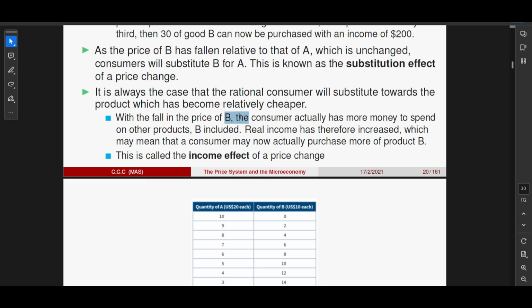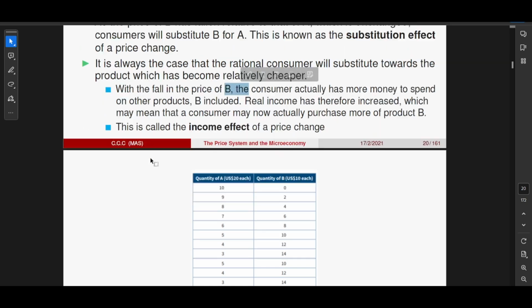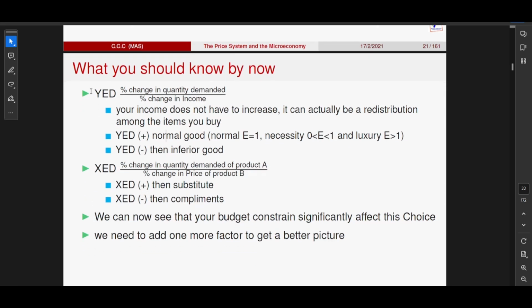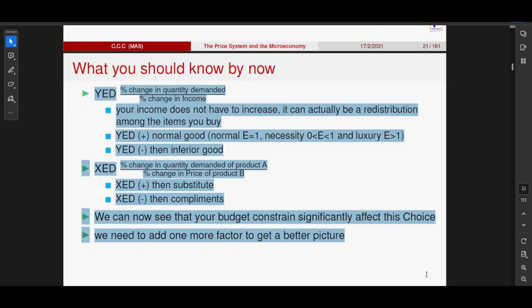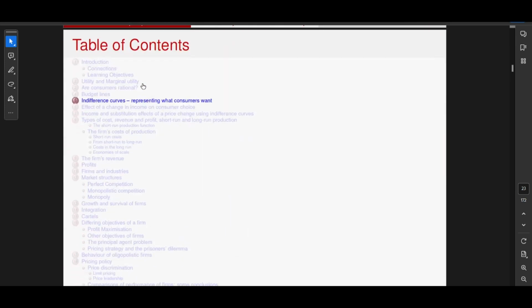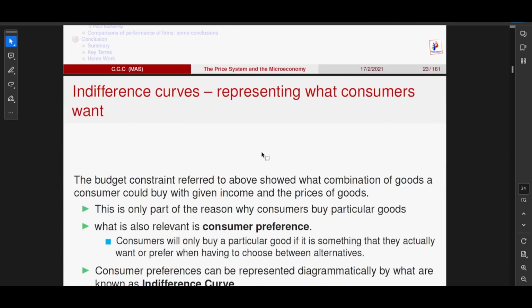So as income increases, the consumer chooses either to buy more of the other product, which is a substitution effect, or to buy more of the product whose price has fallen. Let's say the price of B has gone down. If the consumer chooses to buy more of A, then the substitution effect has happened. If the consumer decides to buy more of B, then the income effect has occurred. We're going to try to learn what all of that means. This is just review. These are things you should know from AS level: income elasticity and cross elasticity, right? This should be in the back of your mind.